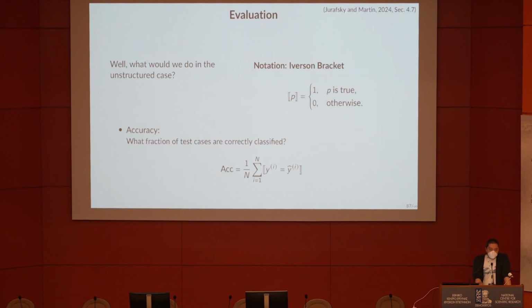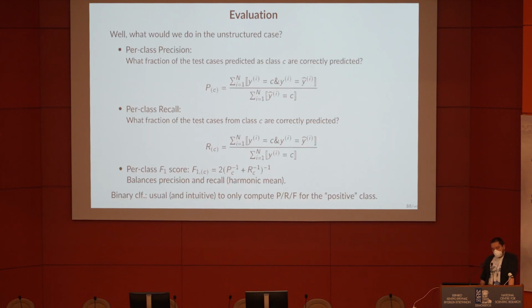Evaluation is very important in machine learning, right? And just like learning becomes a bit trickier with structures, so does evaluation. If you don't know, remember the notation of the Iverson bracket. We can write p between brackets to mean 1 if p is true, 0 otherwise. How do we evaluate just simple classifiers? One metric is accuracy, which can be interpreted as the fraction of test cases that are correctly classified. All right? This can be written with Iverson notation like this.